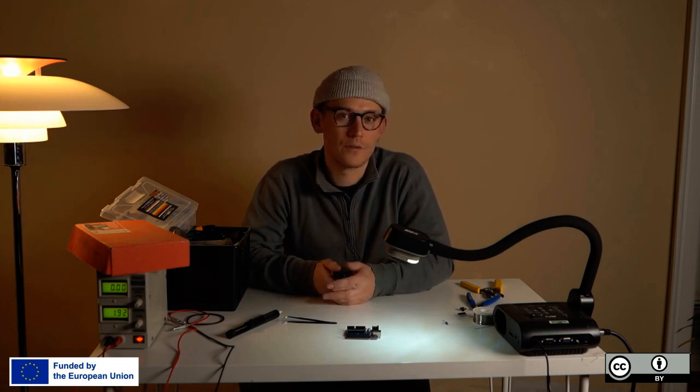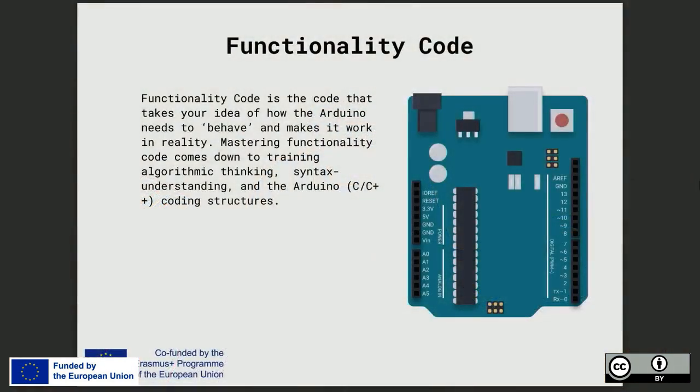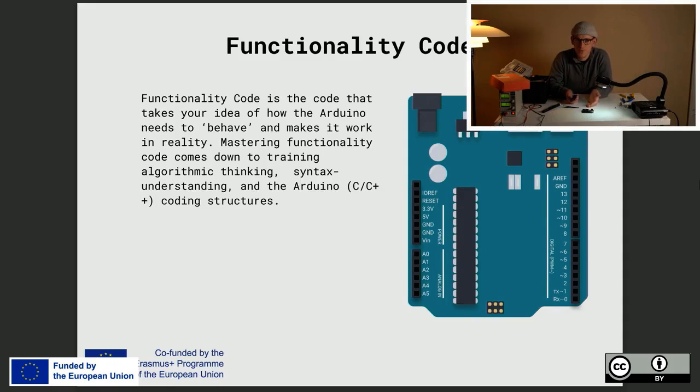So when we have mastered understanding how to work with our components, the next step is functionality code. Again, this is not an academic term of any sort. It just reflects my mindset of how to work with these things. Functionality is more about how the Arduino actually behaves. How does it translate the idea that I had? How does it actually execute the functionality that I want? Not so much how it interacts with the components, but more how does it think?